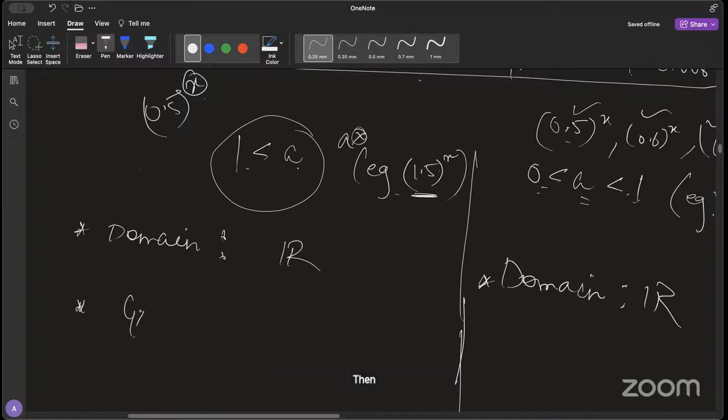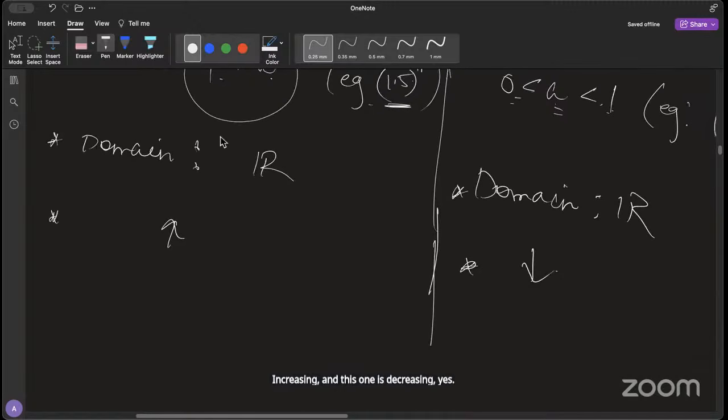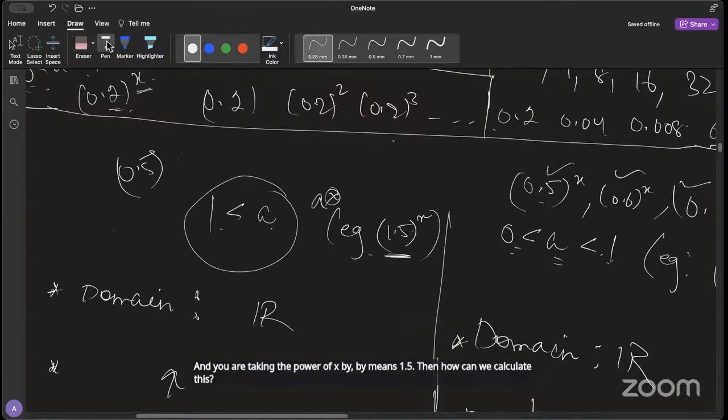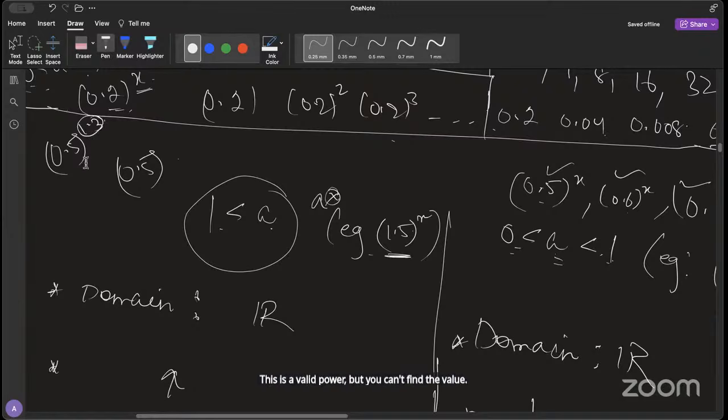Then the next one is the graph. Let's look at the graph of this. We already know, or before that, we can just write that this is an increasing function, right? And when a is between 0 and 1, it is decreasing. Ma'am, if you take the power 1.5, how can we calculate this? You can't calculate it easily, but that doesn't mean it doesn't exist. If I take 0.5 to the power, let's say 1.3, this is a valid power, but you can't find the value by hand. You'll have to use a calculator for that, but it's valid.